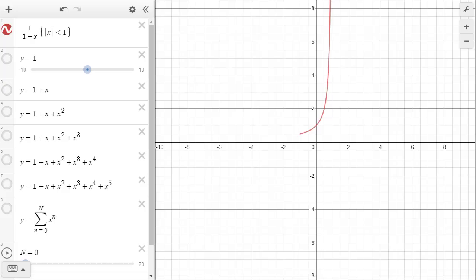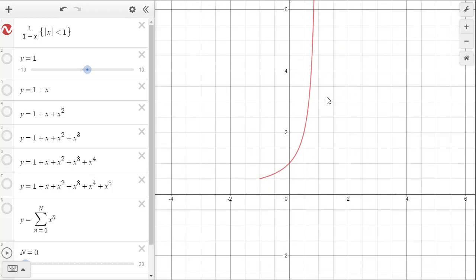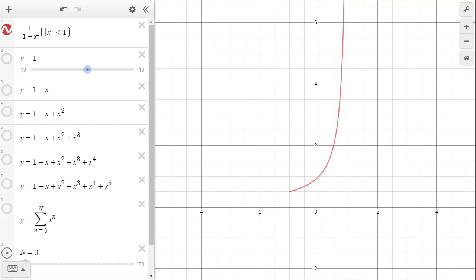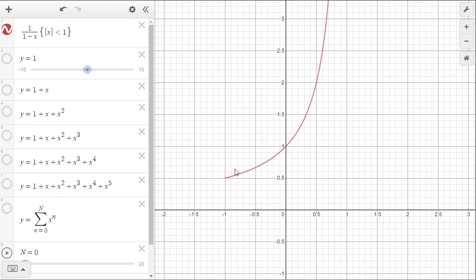So I've gone to desmos.com/calculator, one of my favorite tools that we've used to play with and explore some functions here. I've typed in 1 over 1 minus x, and if you put inside curly braces a restriction on the domain, the set of x's, in this case I put that the absolute value of x is less than 1. It's only going to plot where x in absolute value is less than 1, so from x equals -1 to +1.